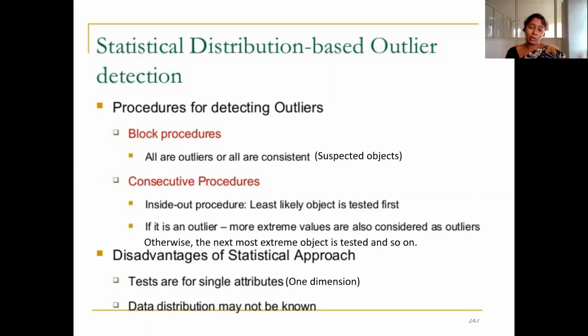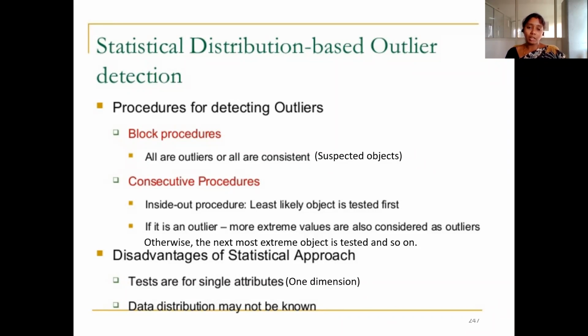If that particular object is not an outlier, the next most suspected object in the queue is considered, and the process is repeated to know whether that is really an outlier or not. Like this, in the consecutive procedure, we can find the outliers. And what is the disadvantage of the statistical approach?